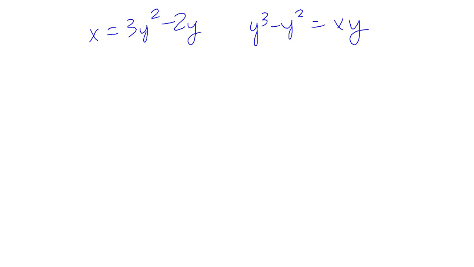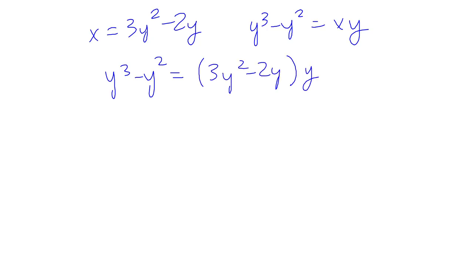So if we're going to plug in x equals 3y squared minus 2y into our original equation, which was y cubed minus y squared equals xy, we'll just end up with y cubed minus y squared equals 3y squared minus 2y times y, or y cubed minus y squared equals 3y cubed minus 2y squared. And we'll just gather everything over to that right-hand side, I suppose.